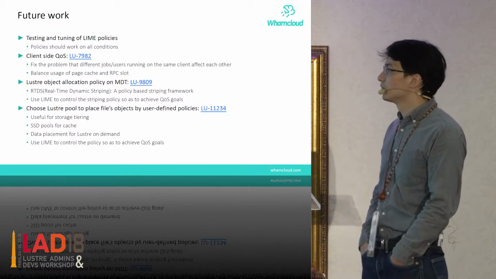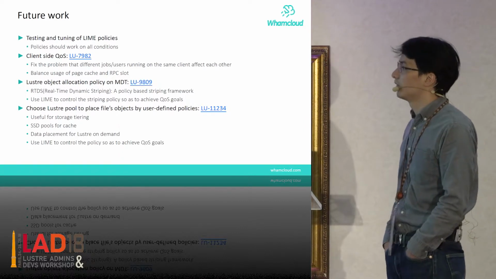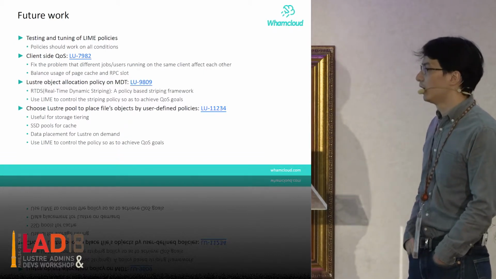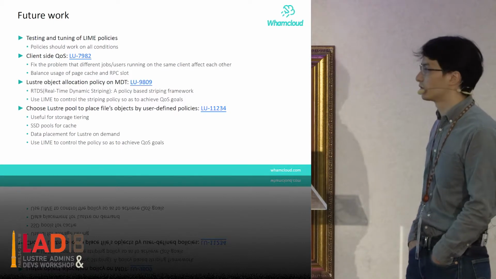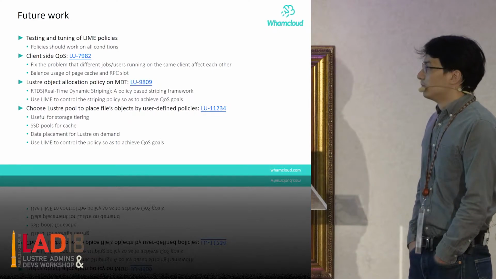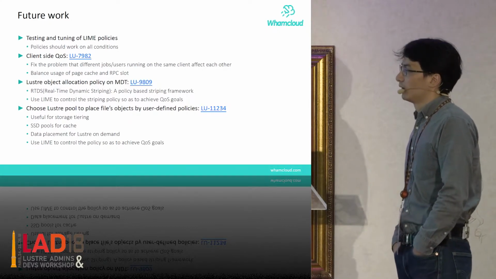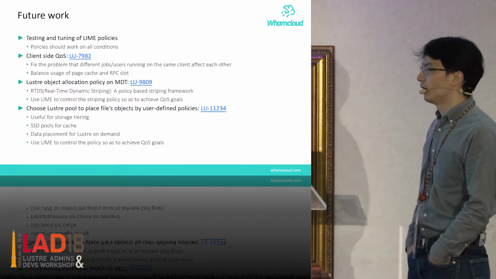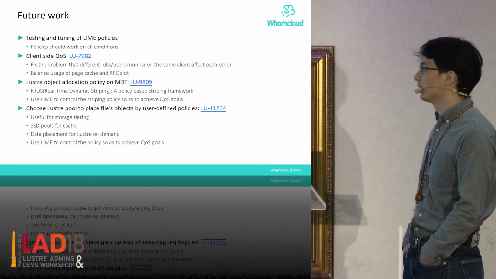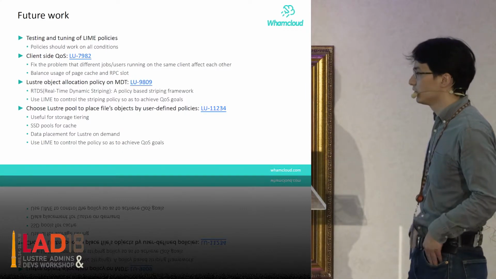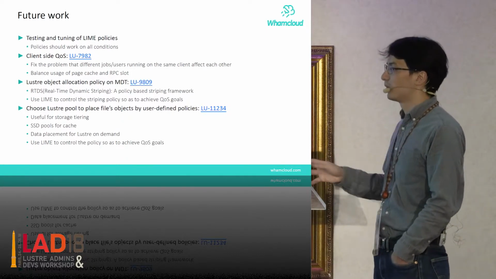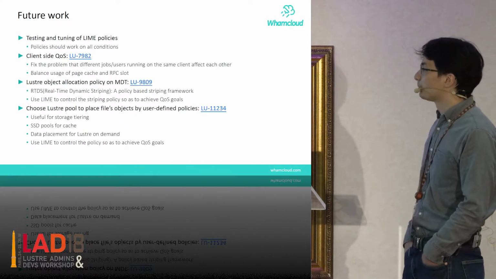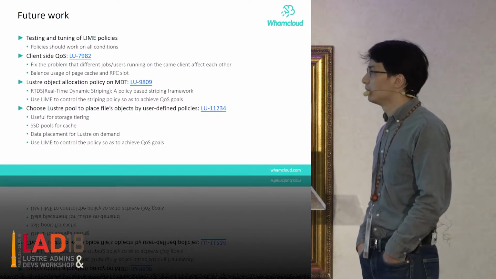Including these new policies, we want to do more things for this framework. We want to test these policies, and we want to optimize these policies. And these policies should work well under a lot of conditions. We have also proposed an implementation of client-side QoS. It's less critical than the server-side QoS, but if you run multiple jobs on a single client, you will see effects between different users. So if we want to balance the performance on a single client, we will need client-side QoS.